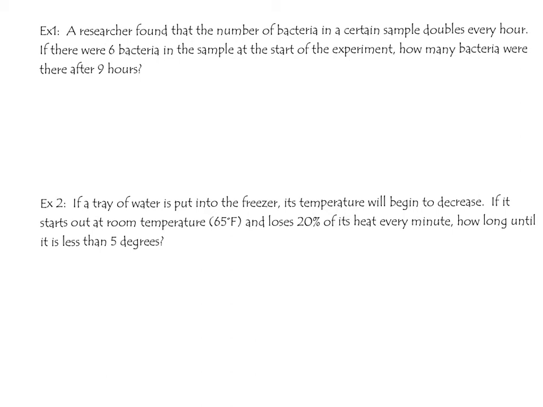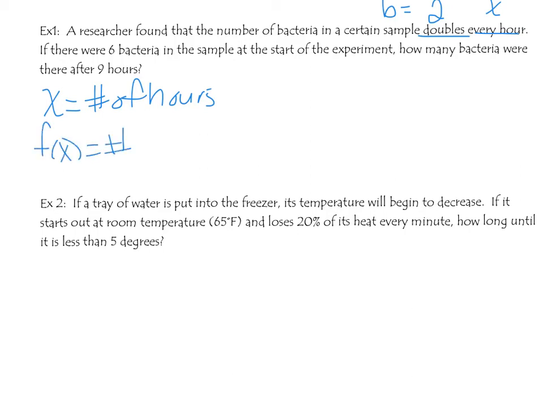Okay, so a researcher found that the number of bacteria in a certain sample doubles every hour. Right away, my input is going to be the number of hours because that's how long this is happening. It's happening every hour, which gives you that piece. So that's what your x stands for. The fact that it doubles should hopefully clue you into the number 2, and since that's what's happening each time, that's our b value. And then since we're talking about bacteria here, our output is going to be the number of bacteria.